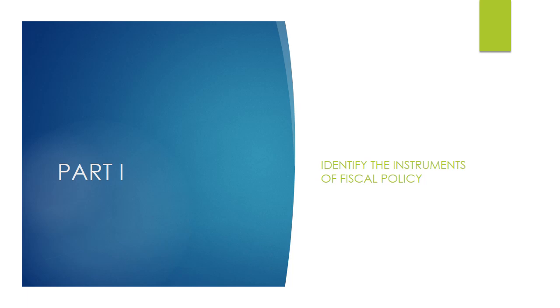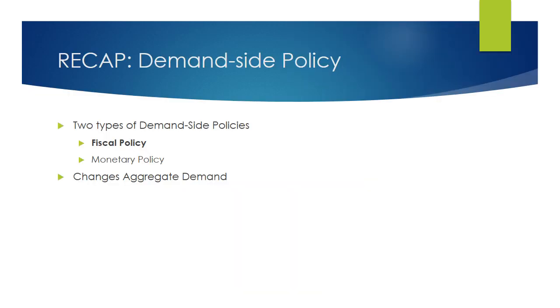In part 1, we will try to fulfill the first two assessment objectives of your course, which is knowledge and application of this topic. We will be identifying and providing examples of instruments of fiscal policy. Just a quick recap. Fiscal policy is one of the two demand-side policies that you need to know for your course. The other is monetary policy. This means that the line of causation developed later will always relate to changes in aggregate demand.